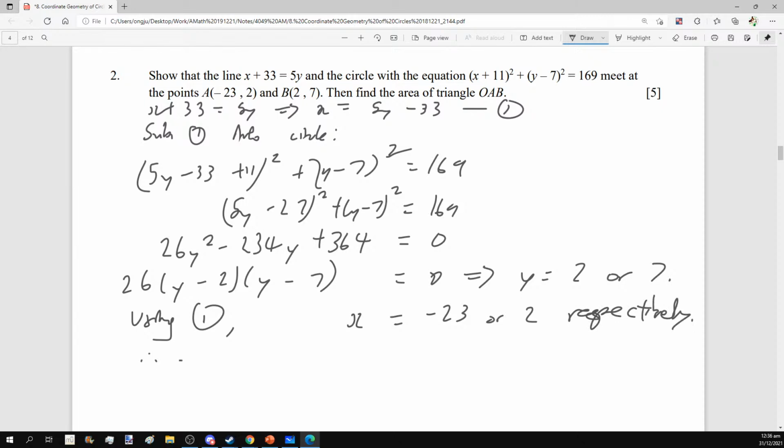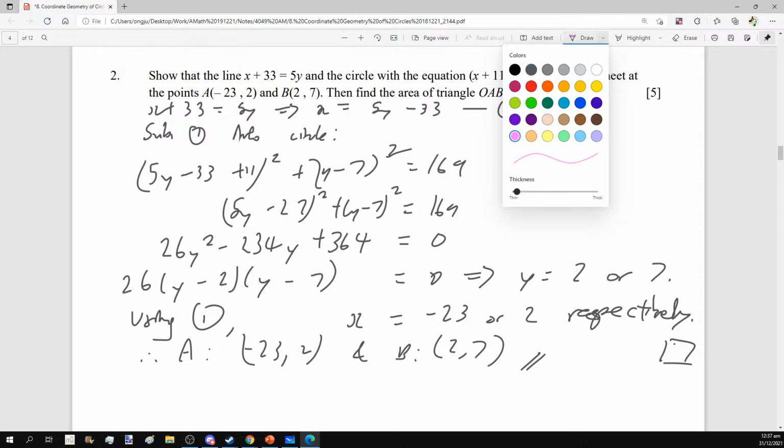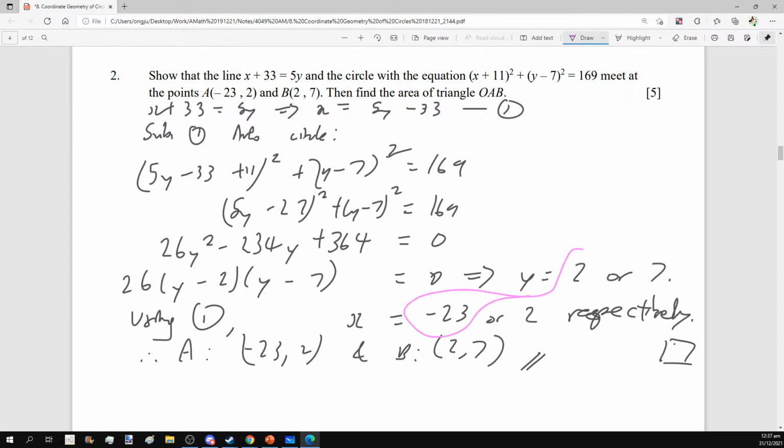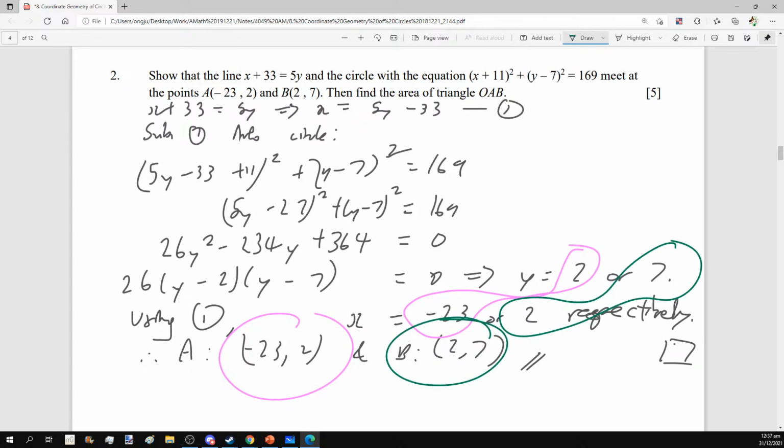And therefore, the points of intersection will be A, negative 23, 2, and B, 2, 7. And this is what we wanted to show, QED. Right? So from here, I think it is quite obvious, but let me just draw it out for you. These two combine together here, and those two combine together there, right?